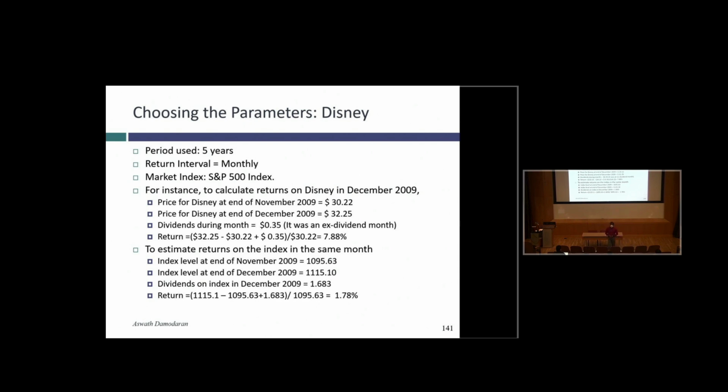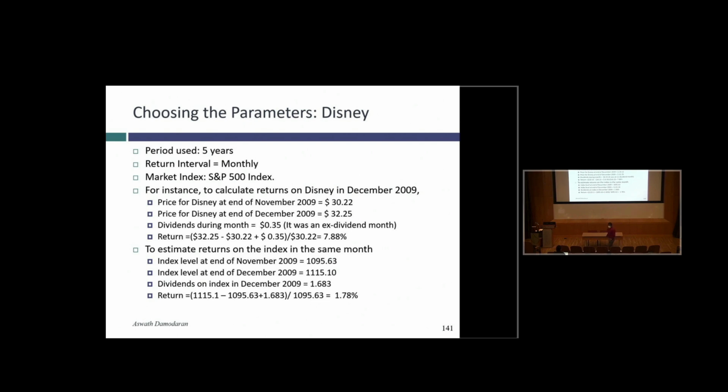And then I proceeded to compute returns. You're saying, what's the big deal, compute returns? There are two components to returns on stocks. One is the price change, and the other is the dividend. So every month for 60 months, I computed the change in prices. So if you take a month like December of 2009, Disney's stock price went from $30.22 to $32.25, an increase of $2.03 per share. You divide that by 30.22, you get the price change return, the price appreciation.